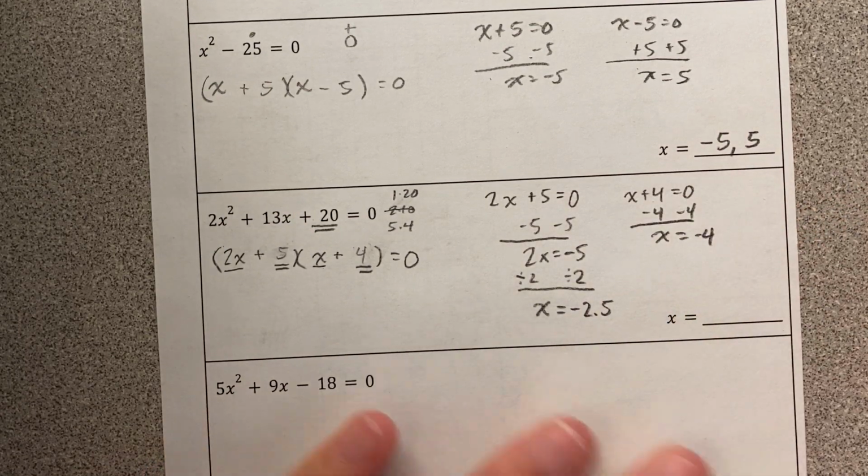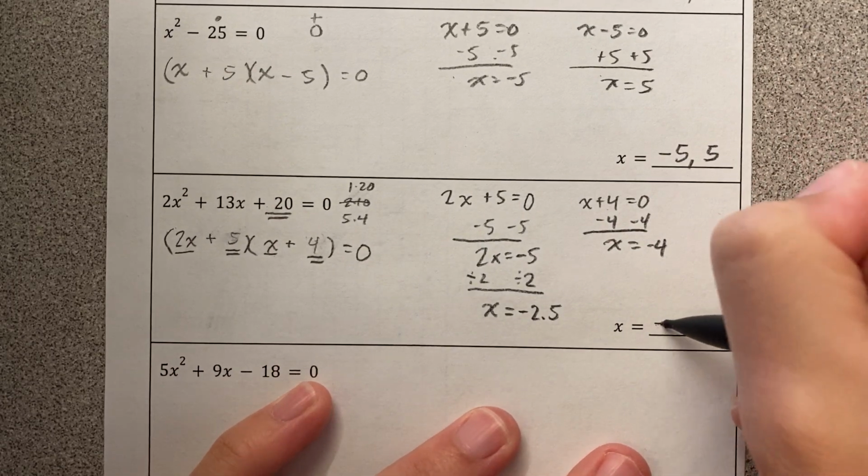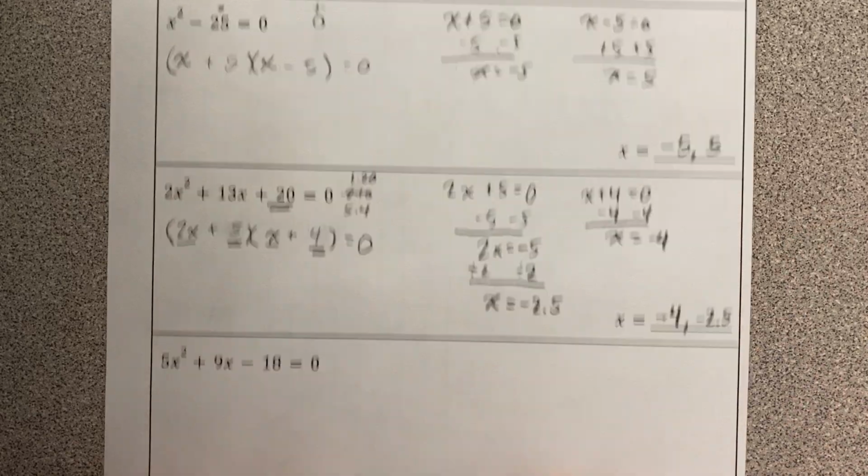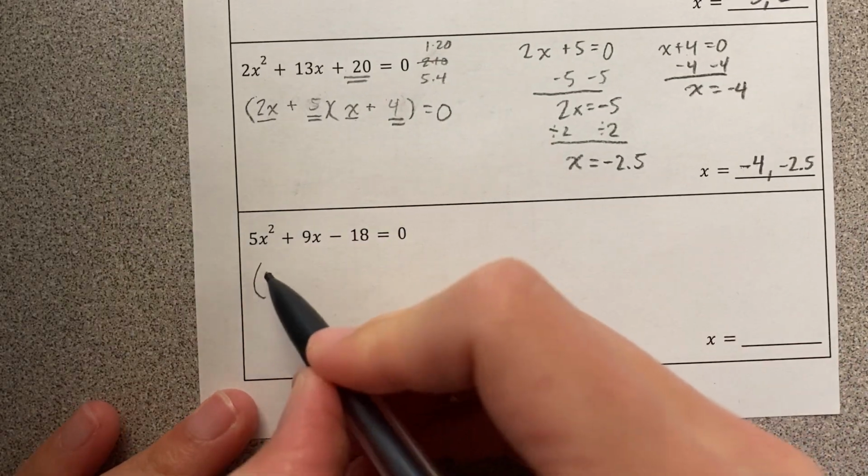And negative 4, again, great to list them from least to greatest. So that would be negative 4 and then negative 2.5. All right, and last, solve by factoring here.